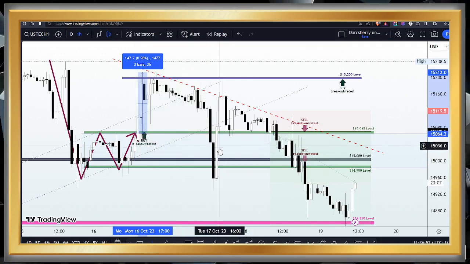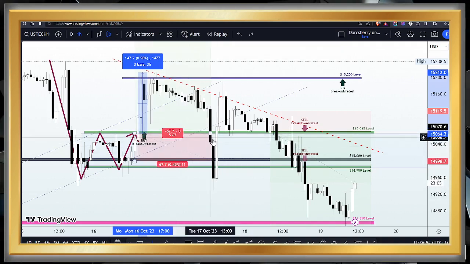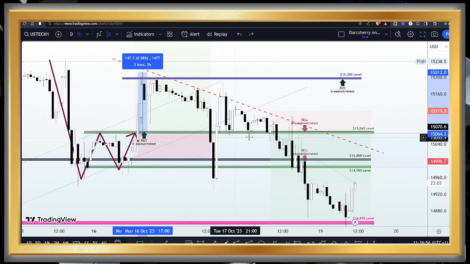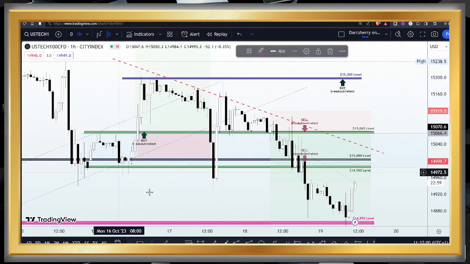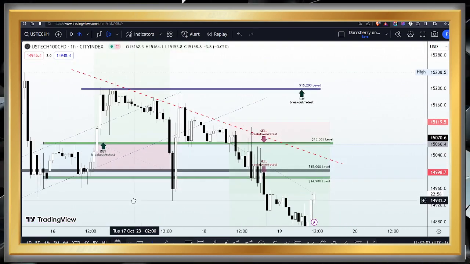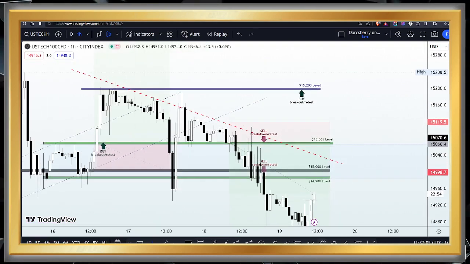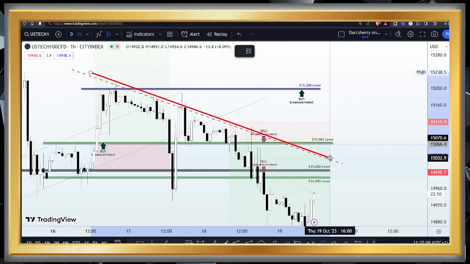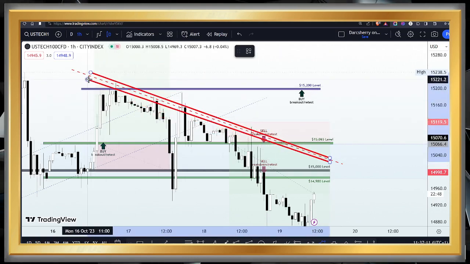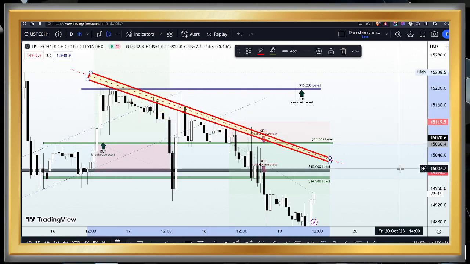Now, for about 2 days, I think Monday, Tuesday, and a little bit of yesterday, we began to notice the buildup of bearish momentum in this market. And that led to the observation of this descending trend line after we connected the series of lower highs. And one thing we agreed here is that as long as price remains below that descending trend line, we want to feel comfortable selling the USTech 100.